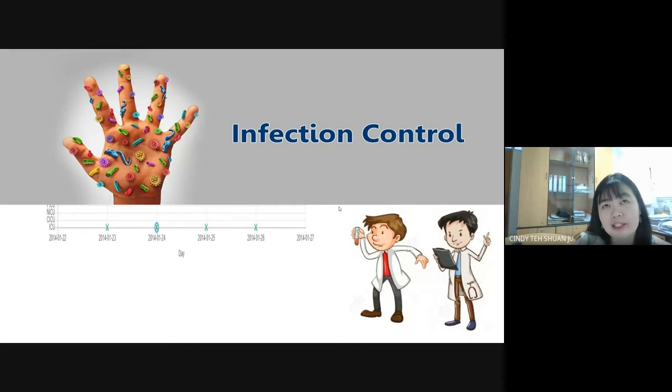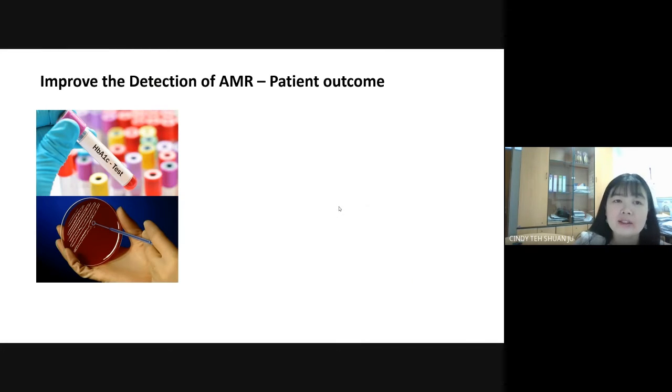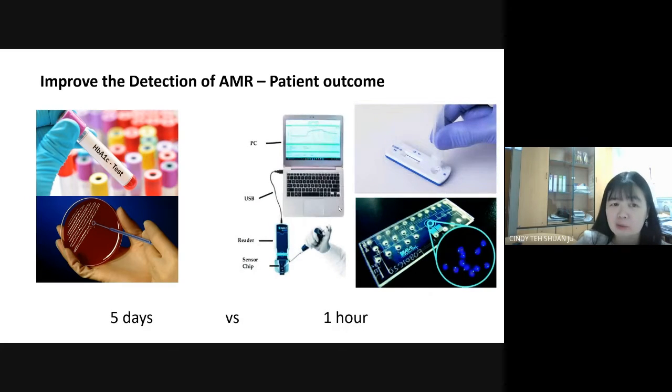In the hospital, some of the hospital-acquired infection is actually spread by the healthcare worker because they don't wash their hands when they move from one bed to another bed. So with this, infection control can be implemented, right? And to improve the detection of antimicrobial resistance, when we work with the engineering side, we can actually improve it.